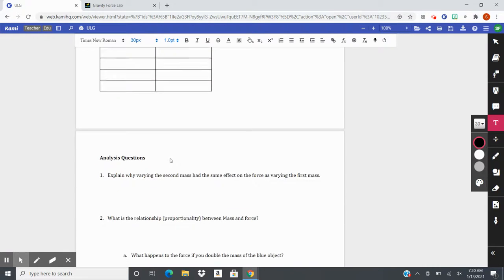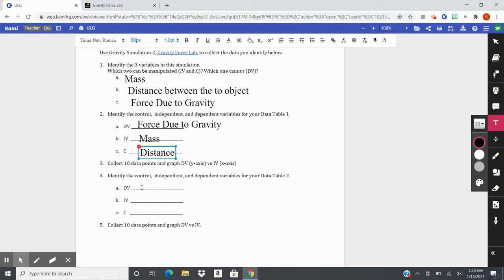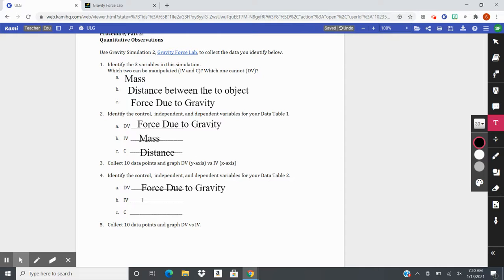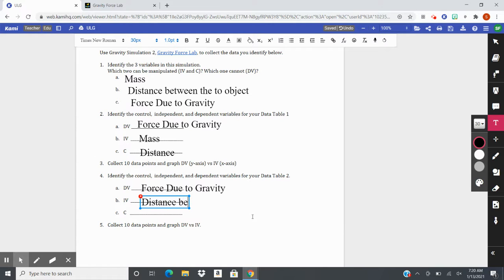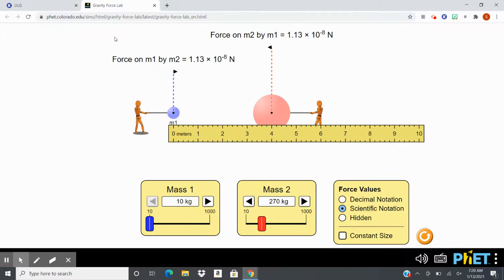You then will do that for part 2, but this time your dependent variable is always going to be force due to gravity. This time you're switching and you're going to change the independent and the control. The independent now will be the distance between the objects. Your control now will be the mass. Well, what are you going to do now? You're going to come here. You are going to keep the masses, whatever they are, the same.